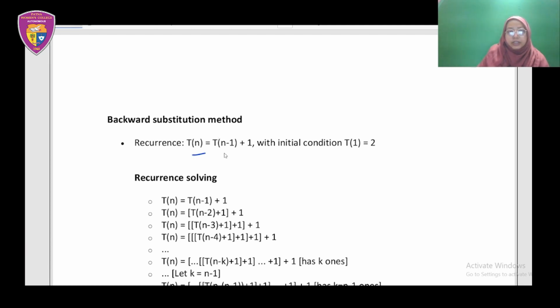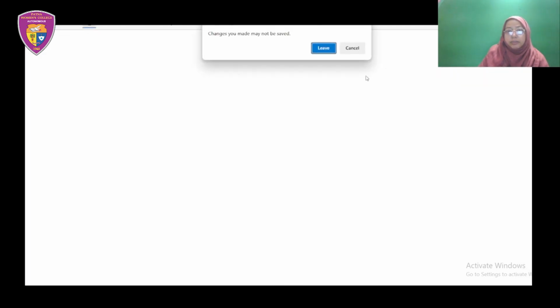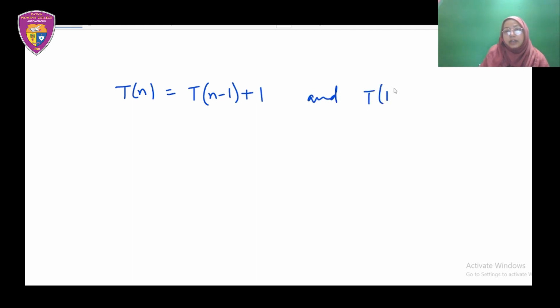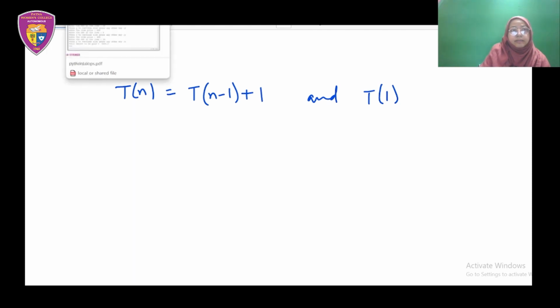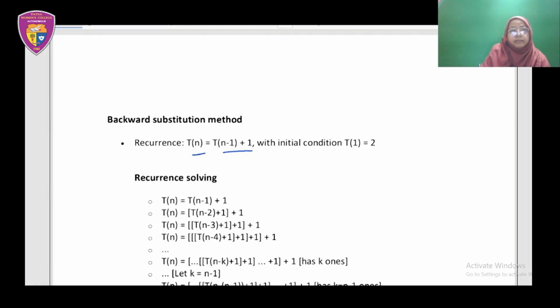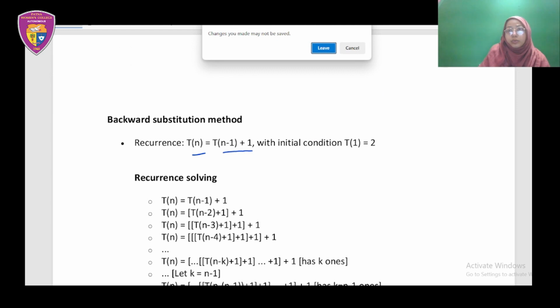Okay, so suppose this is given: T of n is equal to T of n minus 1 plus 1, and T of 1 is given as 2.